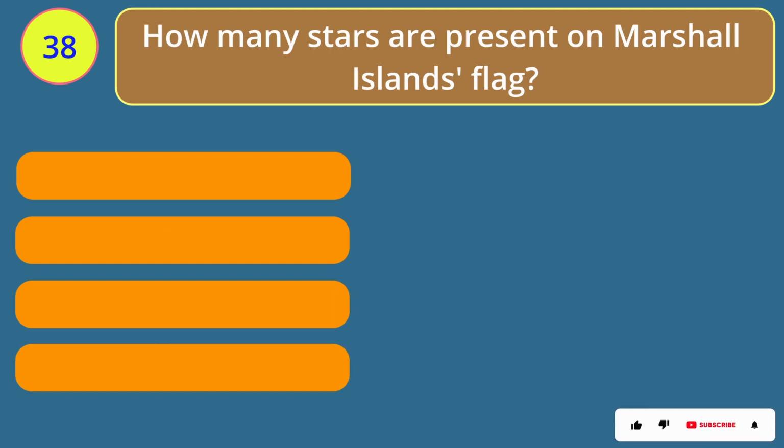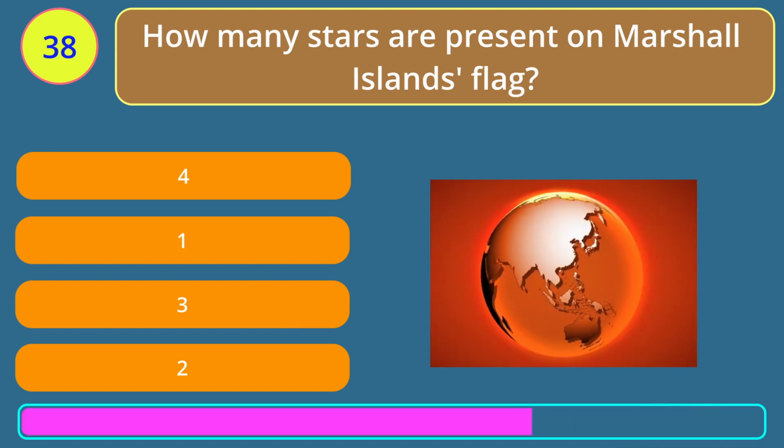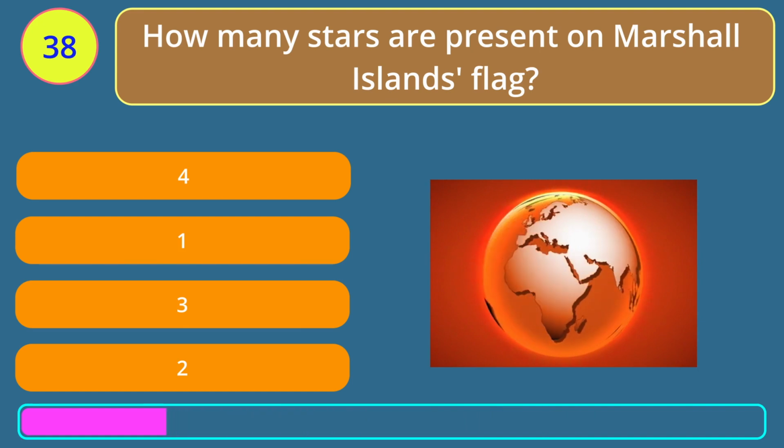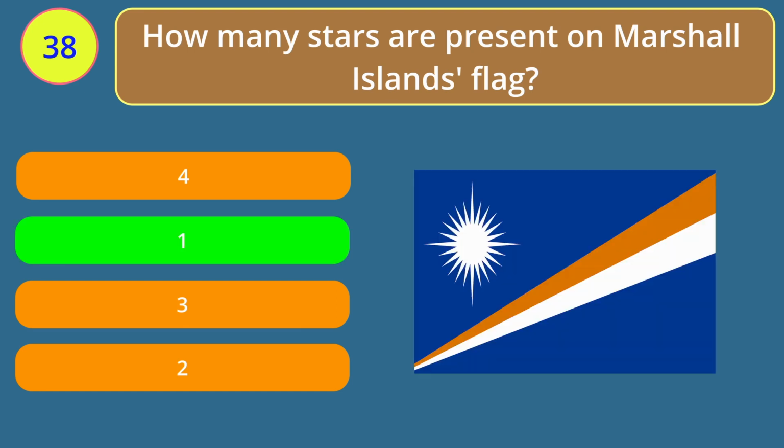How many stars are present on Marshall Islands' flag? The four options are 4, 1, 3, 2. The correct answer is 1.